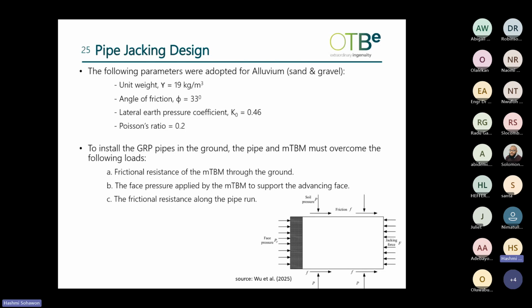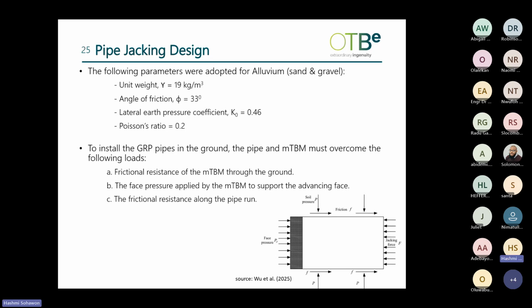There are 3 components to the forces involved during pipe jacking. We have the shear forces mobilized along the length of the micro TBM, which is in contact with the ground. So the portion of the micro TBM that is touching the ground, there will always be some frictional force there.